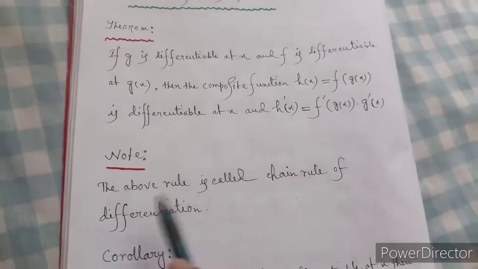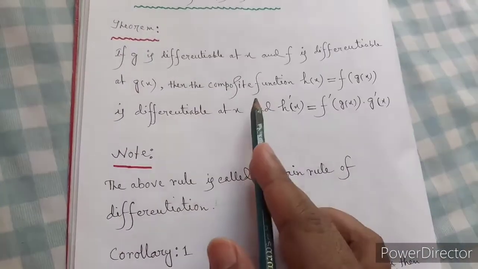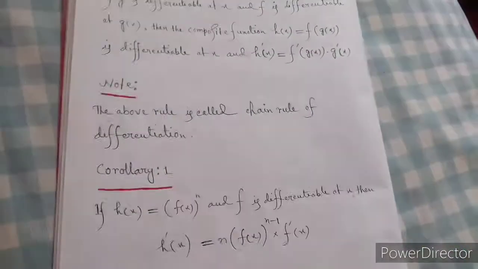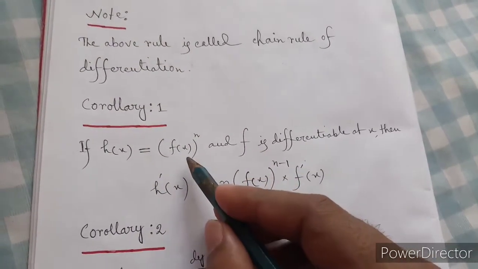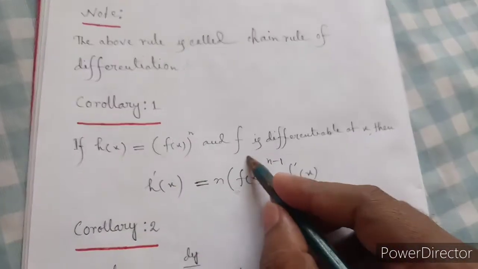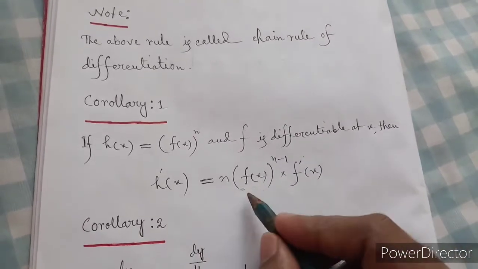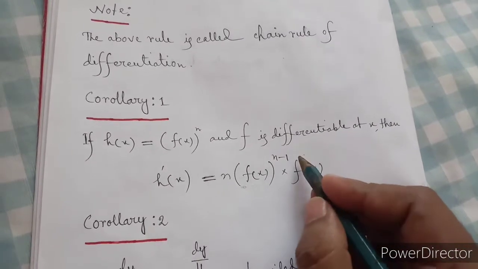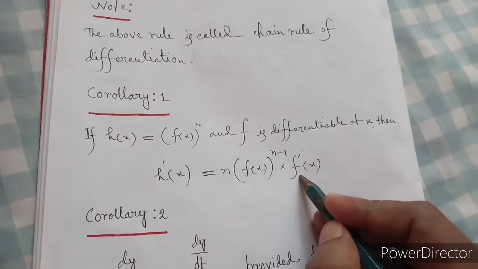Note, the above rule is called the chain rule of differentiation. Now corollary 1: if h(x) equals f(x) to the power n and f is differentiable at x, then h dash x equals n into f(x) to the power n minus 1 into the derivative of f, that means f dash of x.